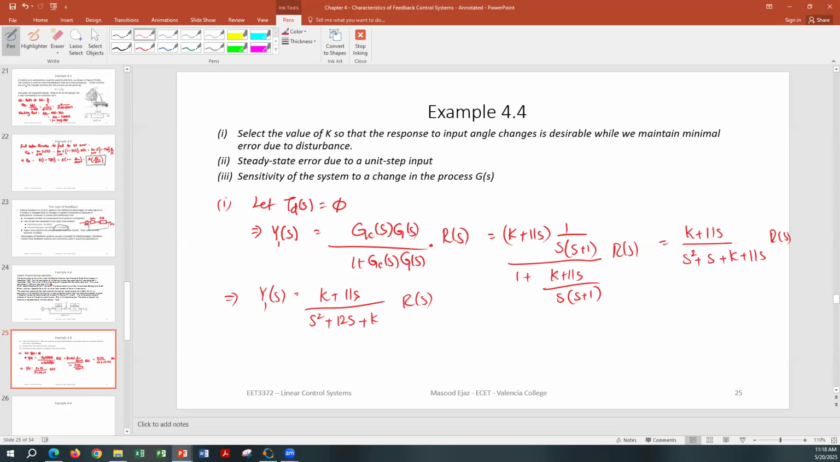And now we're going to find the output because of the disturbance signal, and then write down the one expression that has both the input signal and the disturbance.